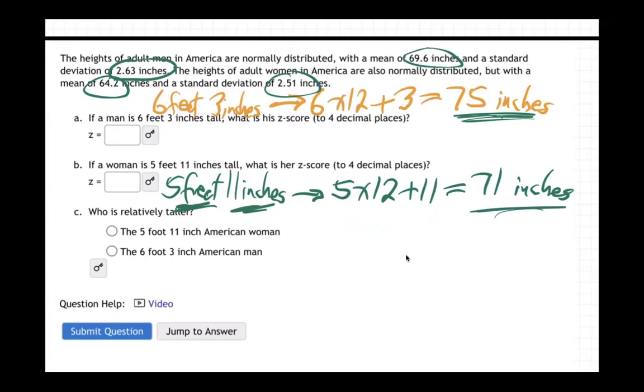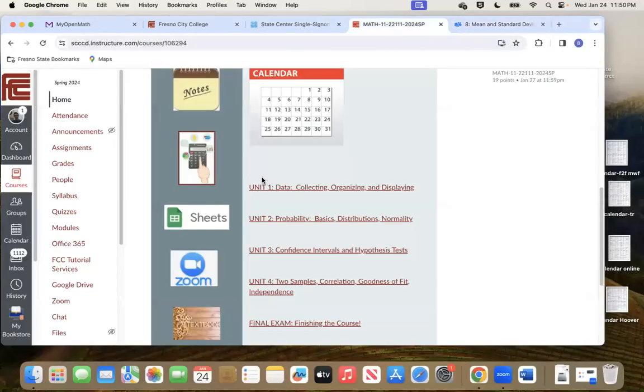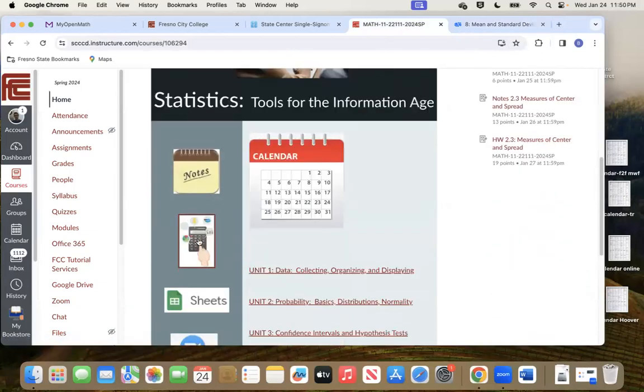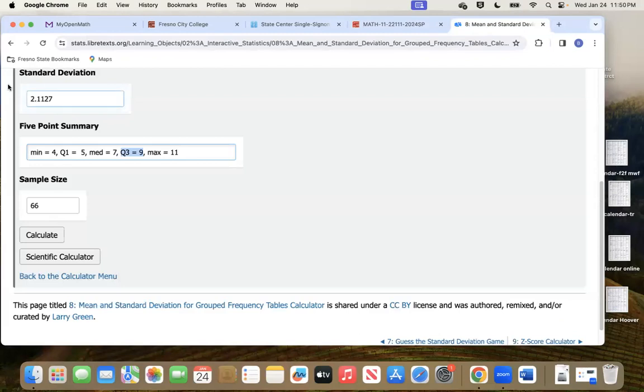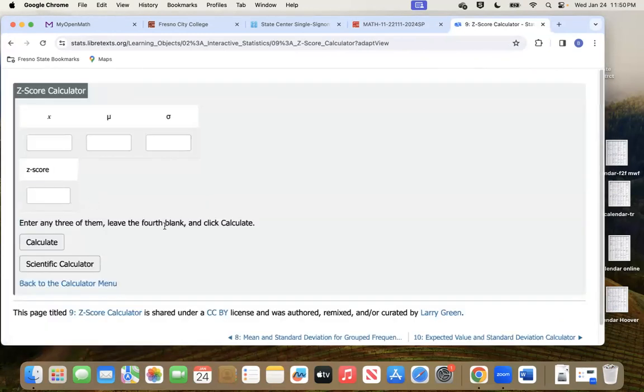Okay, so I'm going to switch the view here. Go to the home page of our Canvas course, click on the right here, the online calculator. Here it is. Okay, so you see this. This is what you'll first see. See z-score, number 4 there? We're doing z-score, so click on number 4, z-score. See what it says here. It says enter any 3 of them, leave the 4th blank, and hit calculate.